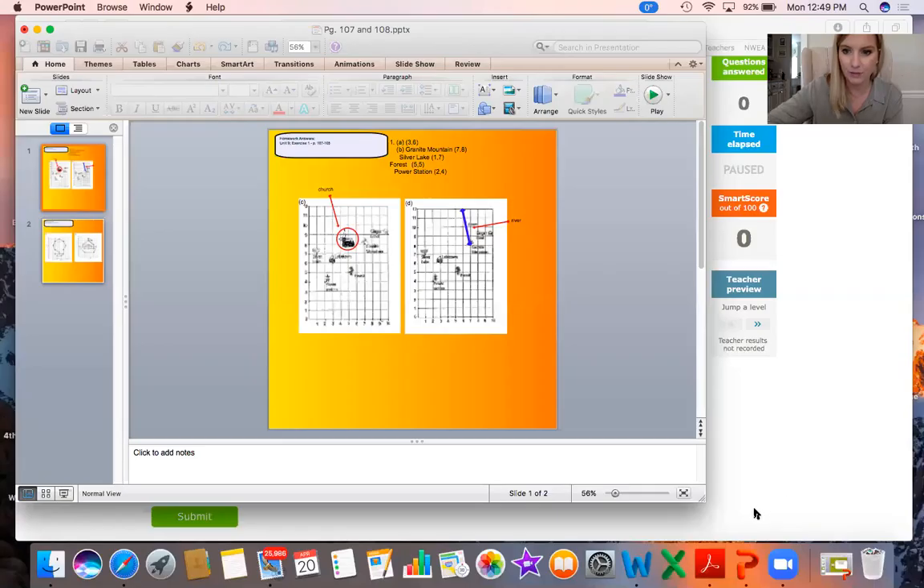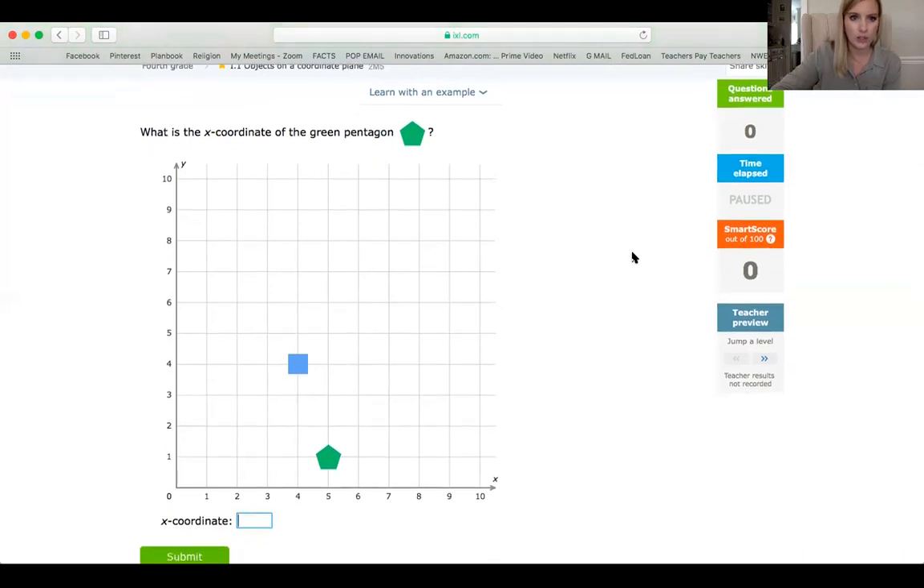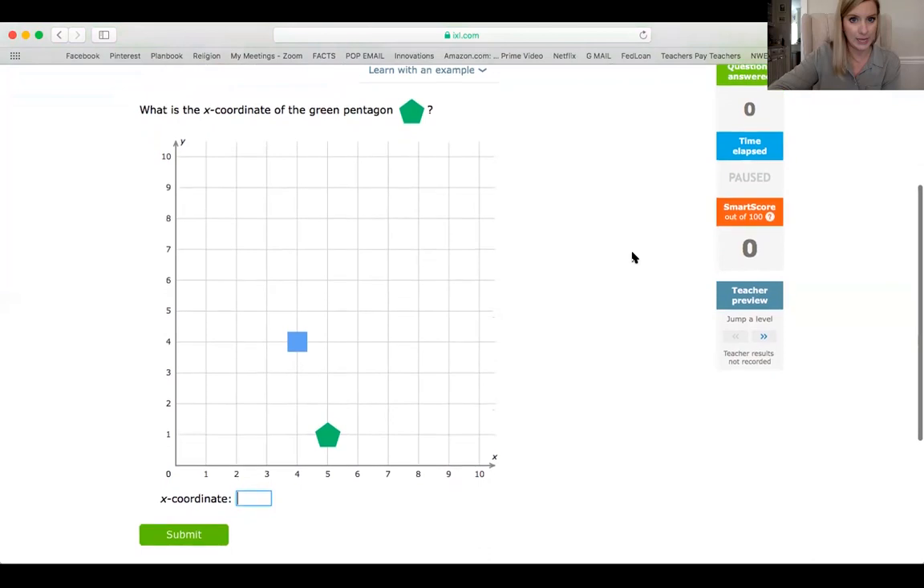Okay, very good. The last thing that we're going to do to review is we're going to practice with IXL. You will do this skill in a bit. I'm going to share my screen with you all. This is skill I1, and you are looking for objects on a coordinate plane. Okay, and they give you shapes to find.